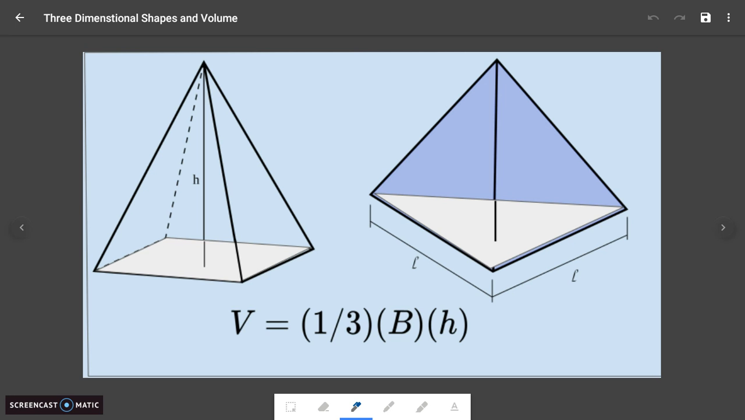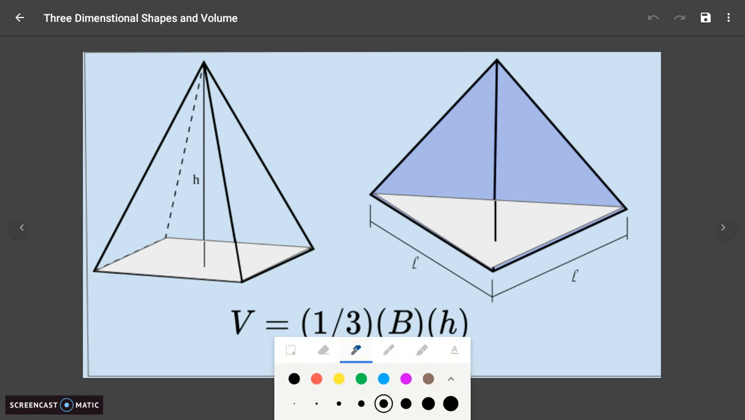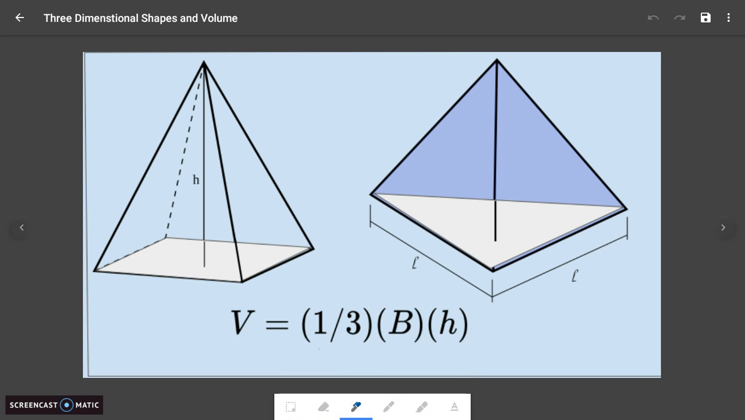So because we don't have that parallel base feature, it's not just base times height like we've seen so far. Instead, because of this pointed action at the top, if it comes together in that way, we also are going to take 1/3. So we're going to take 1/3, and then the formula is still the same of capital B times H, where B is the base area. So our capital B here either indicates our rectangular piece or our triangular piece for this example.